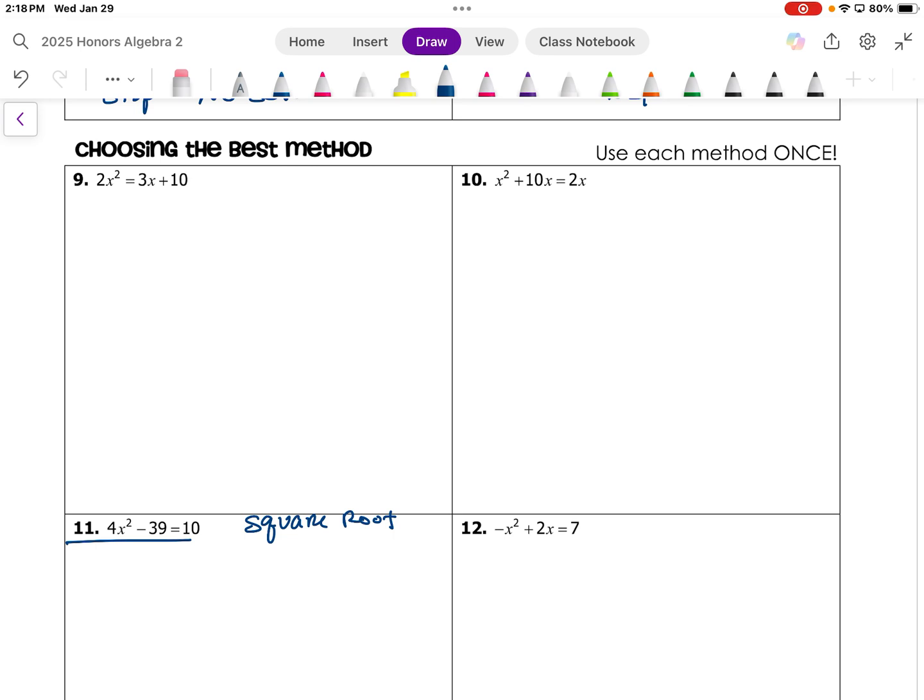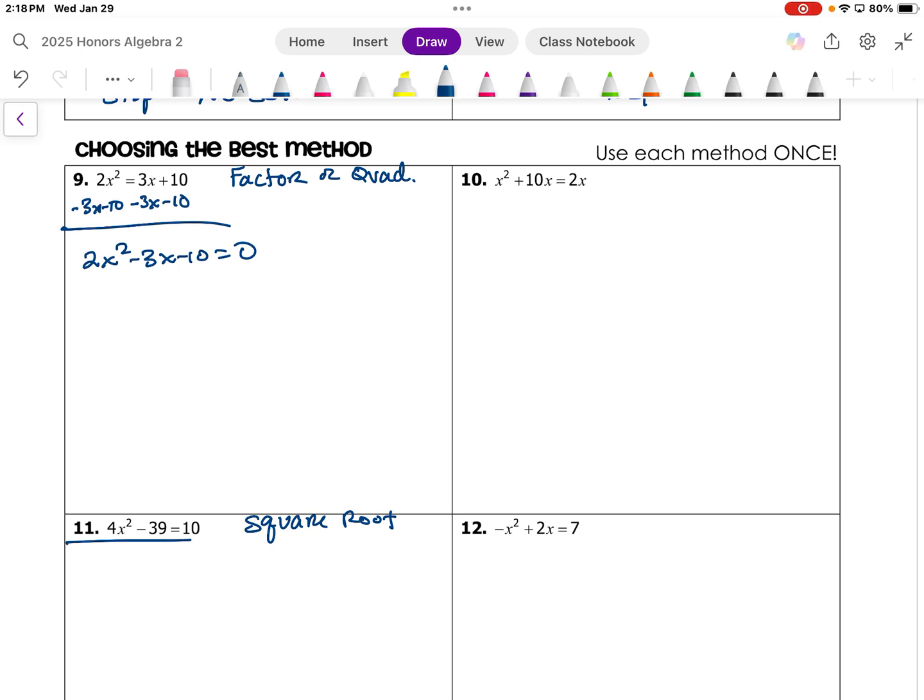So my options for this one are either factor or quadratic formula. Those are my options. Okay? I'm going to first go through the process of trying to factor because I like to factor first. Okay, that's what I like to do. So I'm going to keep my 2x squared positive. So I'm going to bring the 3x and the 10 over to the other side. This gives me 2x squared minus 3x minus 10 equals 0.